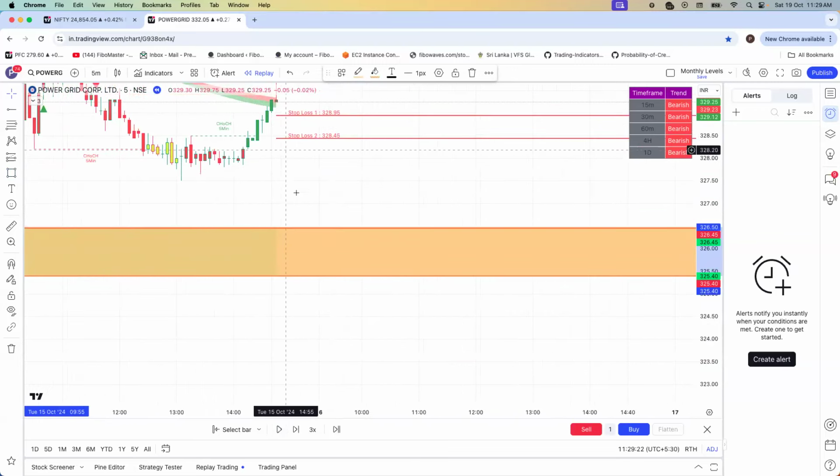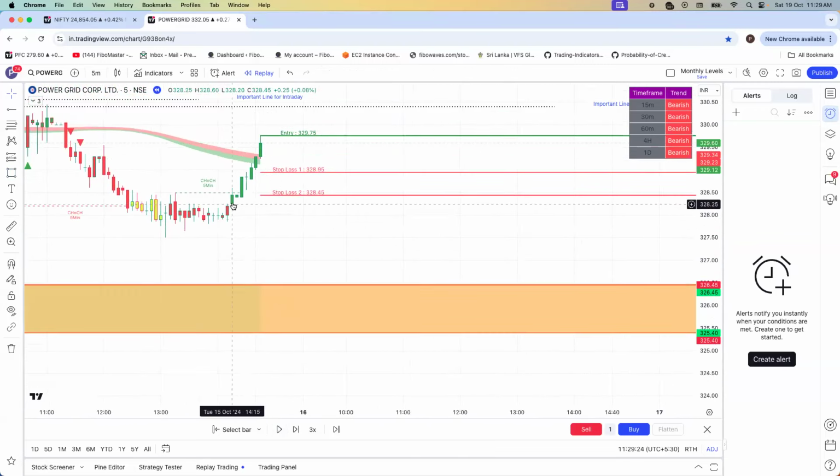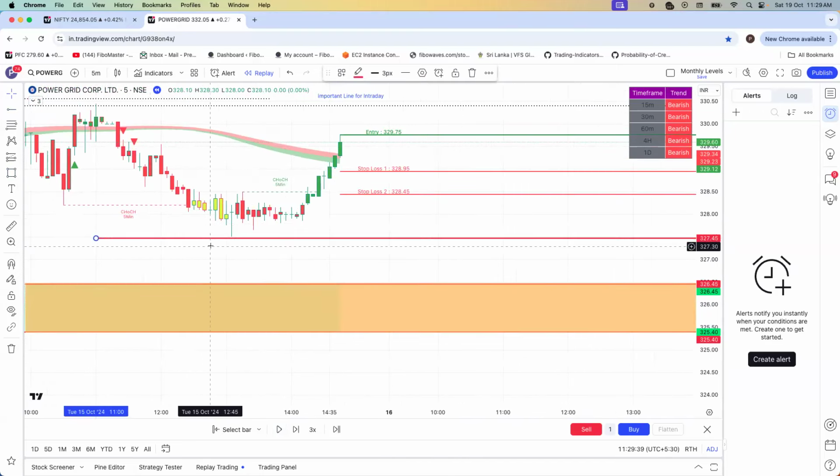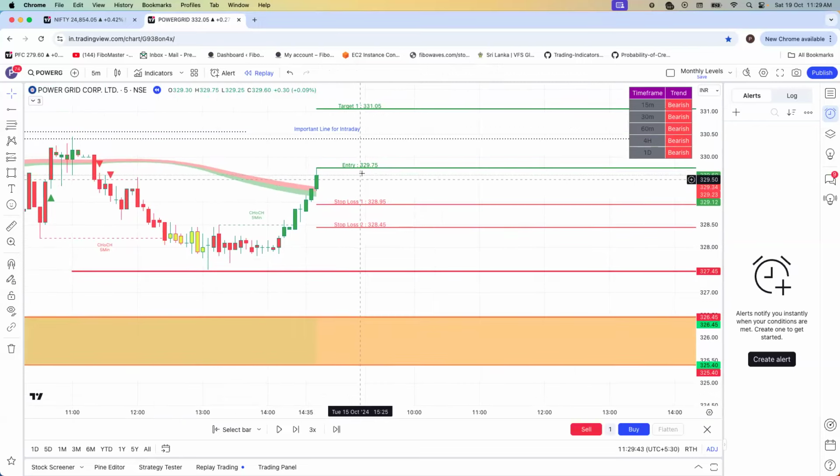It did not hit the target and it turned to green. That means you're out. When they turn to green, you're out of the system. And that means you're taking a long entry here, which is the lowest one. This will be your stop loss. You can take an entry, hold your stop loss here. You're getting an entry point here.